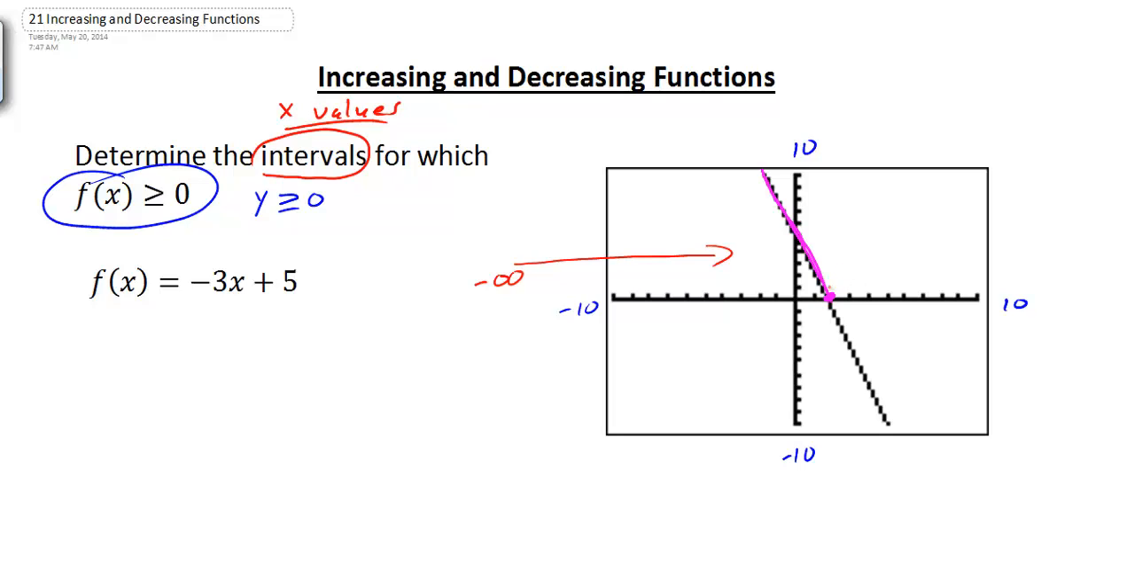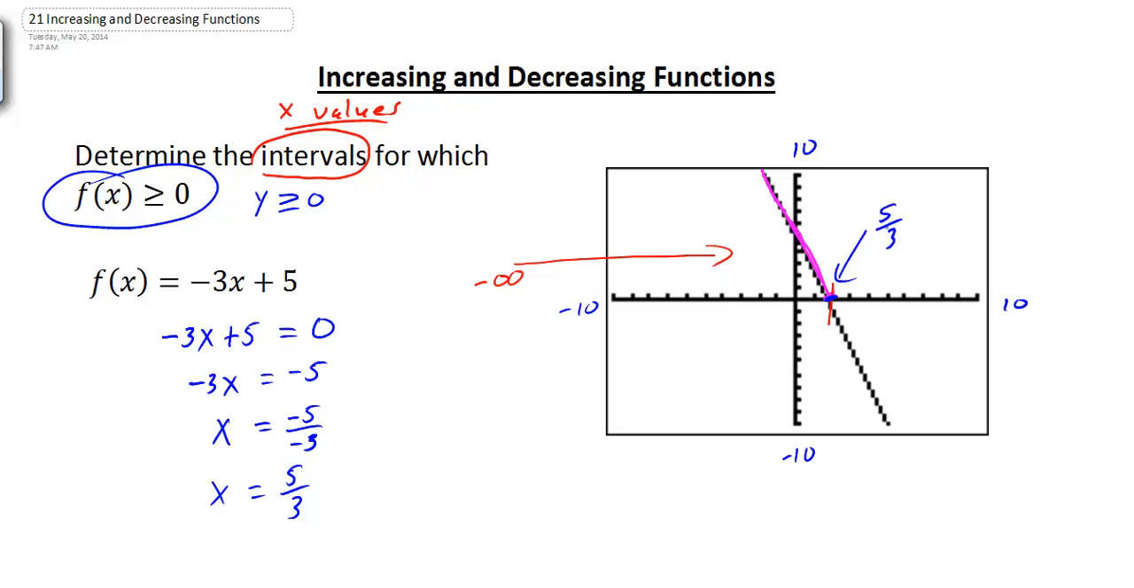Now we need to figure out where this point right here is that it starts to go below. Well, this happens to be our 0. So if we find the 0, we'll know what this point right here is. So where's this point? Well, we can take our function, negative 3x plus 5, and set that equal to 0. So we have negative 3x equals negative 5. So x equals negative 5 divided by negative 3. So we have x is a positive 5/3. So we know that this point right here is 5/3.